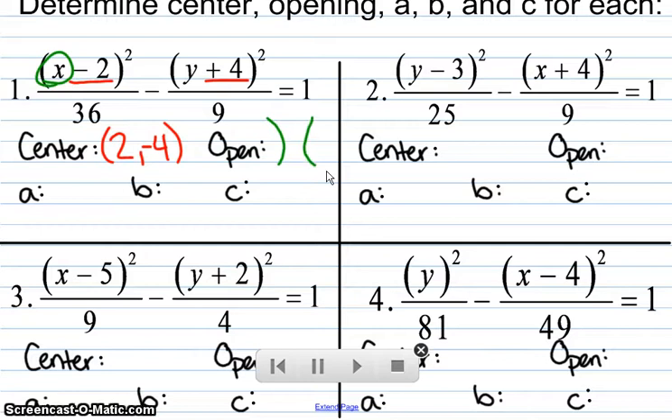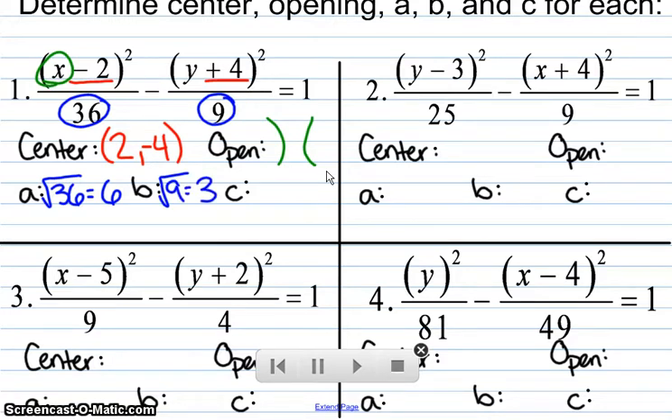Now, A is always the square root of what's under X. So 36 is under the X. Square root of 36 should be one that you automatically know, should be 6. B is always the square root of what's under Y. So it's a 9, so square root of 9 should be one that you automatically know, should be a 3.